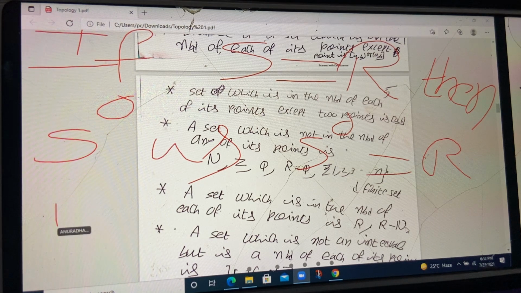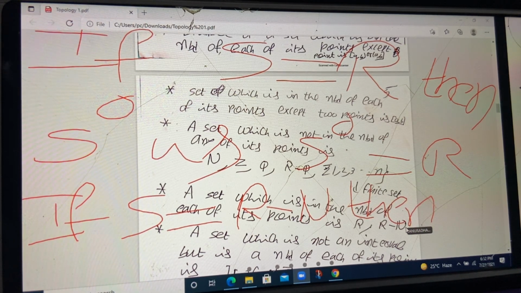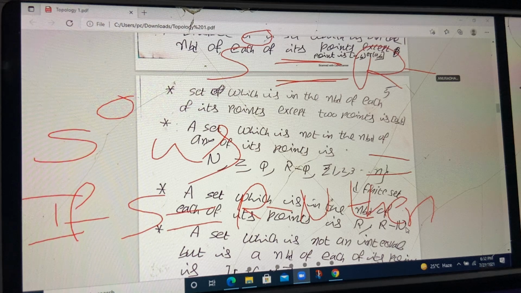Next problem. All these are questions in the entrance. If S is R minus N, then the interior of S is R minus N. So for R minus N, the interior is R minus N. For R, the interior is R because every point of it is an interior point.